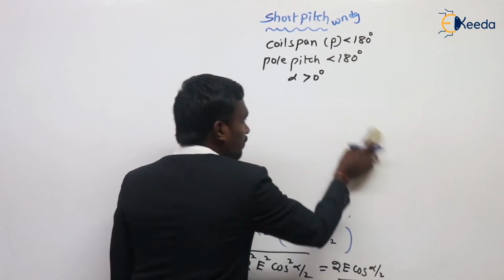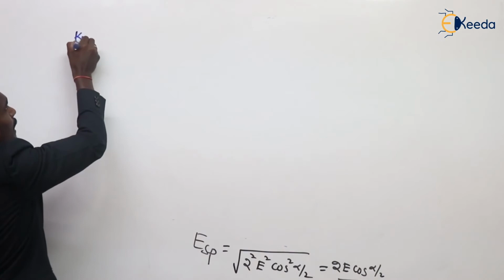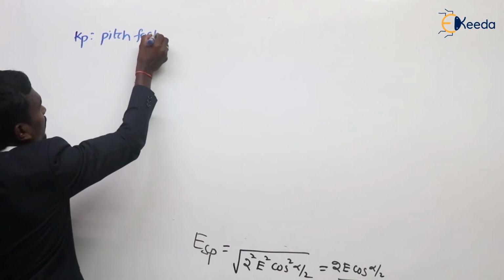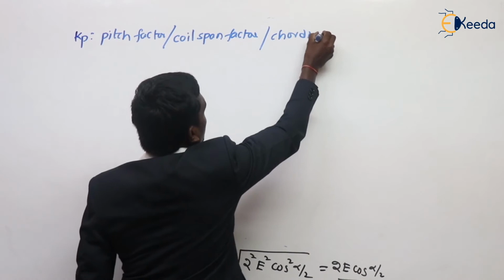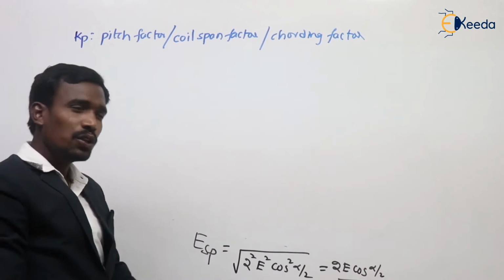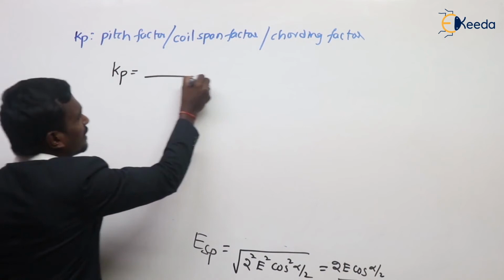KP is nothing but pitch factor. We have many names for KP. Pitch factor, or coil span factor, or chording factor. They may give you any one name. Don't remember blindly pitch factor. It may also be called chording factor. So can you tell me what is the definition for KP?